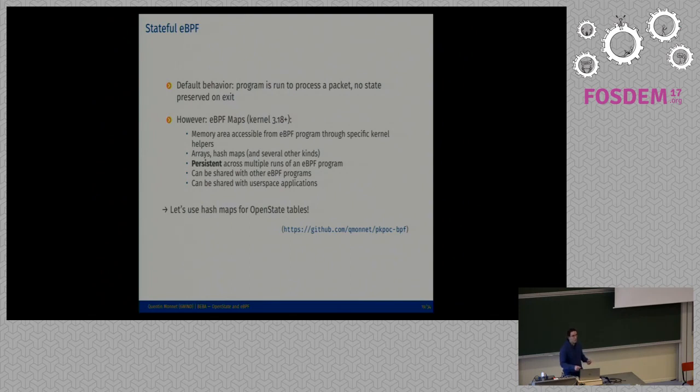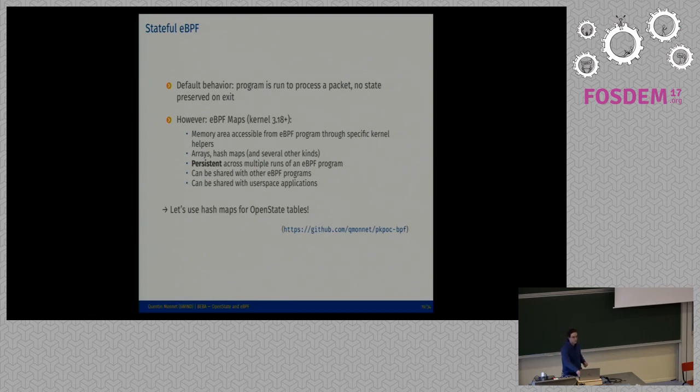So we have maps. And as Thomas said already, we can keep state with those maps because they are persistent between different instances of the program. They can also be shared amongst multiple programs, and they can also be shared with user space, and this will enable us to initialize the maps. So let's use hash maps for the open state tables.